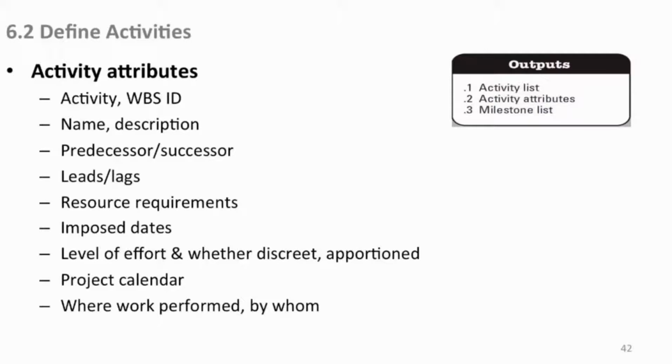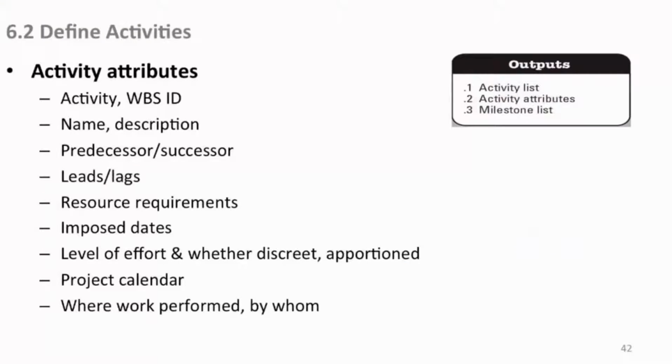Resource requirements: who's going to do it? That's part of whatever that activity is, you have to assign a resource. If you have imposed dates, remember, like in your charter, some governmental mandate, you shall do this by this time. Well, I have to do this work item, you have to be done here because so-and-so says so. The level of effort, here's where you get the time that you need, whether it's a discrete time or a portion between people. The project calendar that this item will be used within is specified as an attribute. And where the work is performed is also a consideration, and of course by whom. All these are attributes.